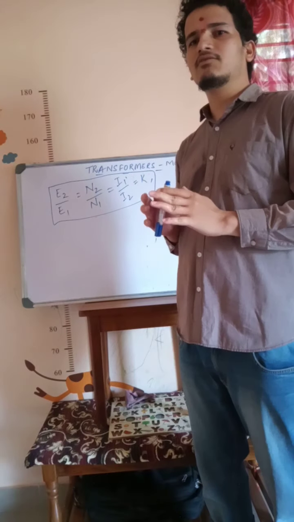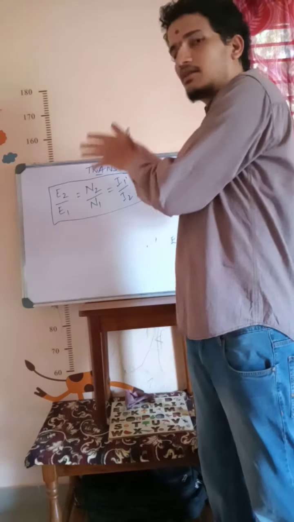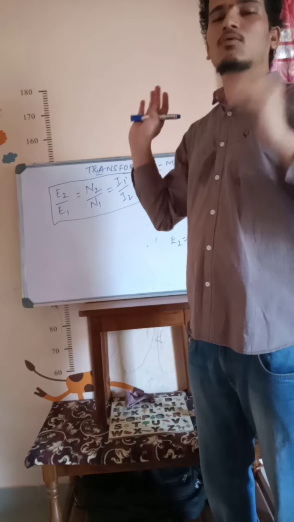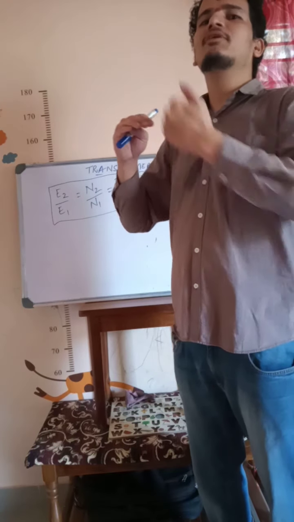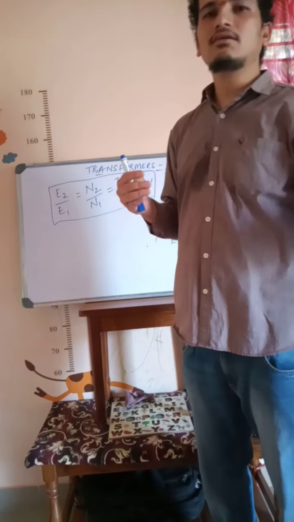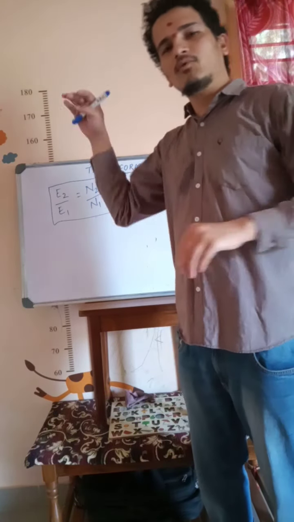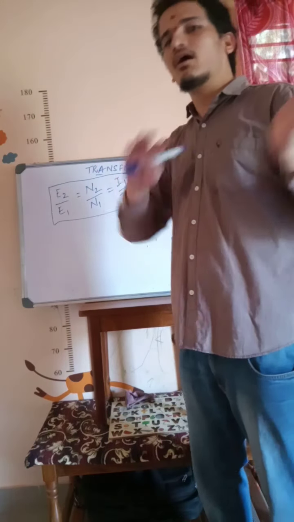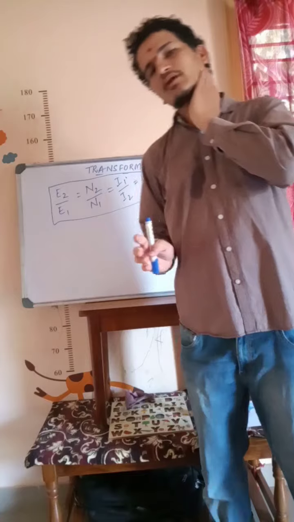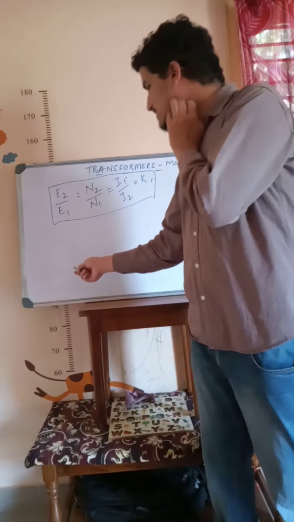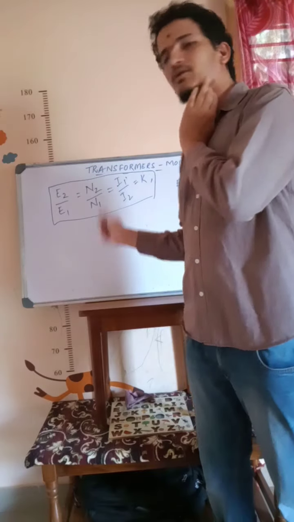What happens in the transformer? The power or the electrical energy is transmitted in the same amount, only at different voltage levels. In one circuit the voltage level is higher, in another circuit the voltage level is lower. Accordingly, the current also varies. In the transformer primary circuit, if the voltage level is higher, current level will be lower.